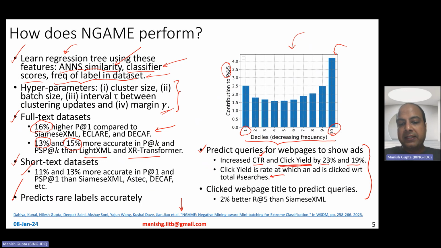So these are massive improvements. In fact, if you think about the other problem, predicting queries from a web page, you have a web page title and you want to figure out which queries this web page could be clicked for. The label space is pretty large here, all possible queries, millions of queries. And NGAME was shown to be 2% better at recall at 5 than Siamese XML.